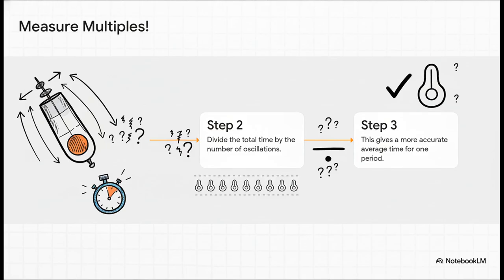Simple. We measure multiples. Instead of timing one swing, time, say, 20 or 30 of them all at once. That little reaction time error you have at the start and the stop gets spread out over that much longer period. Then you just divide the total time by 20, and the error becomes tiny. You end up with a much more accurate average time for a single swing.